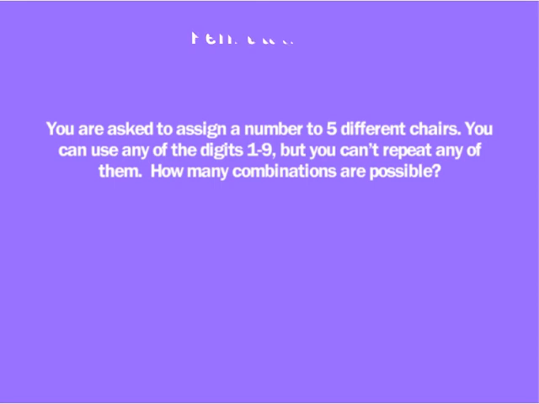Okay, you have 9 possible digits to use for the first desk. Since you've used that number, you can't repeat it. So you only have 8 numbers left for the second desk. Since you will have used 2 numbers now, you now have 7 choices. So to work it out, it's 9 times 8 times 7 times 6 times 5, which gives us 15,120 possibilities.